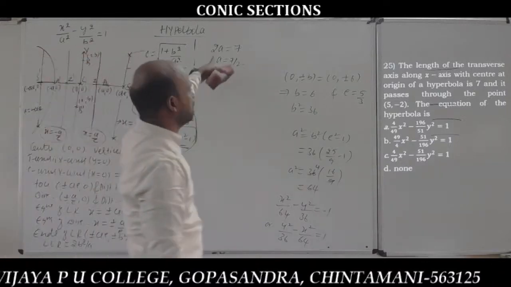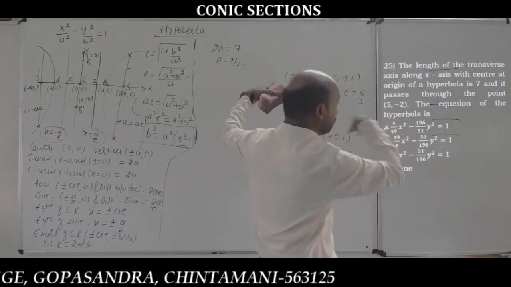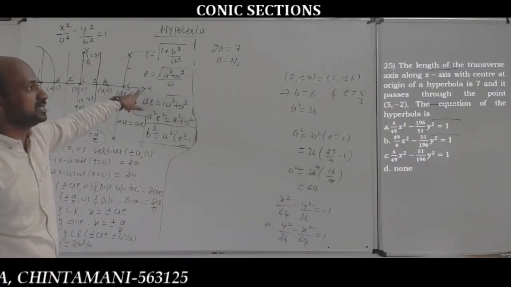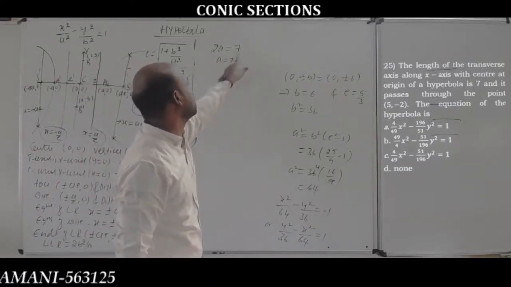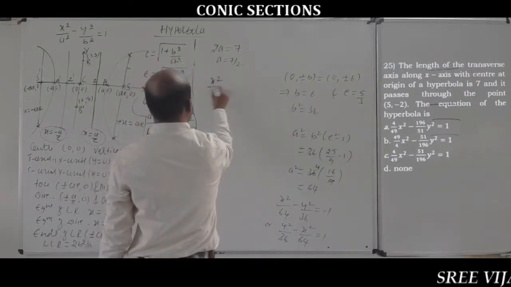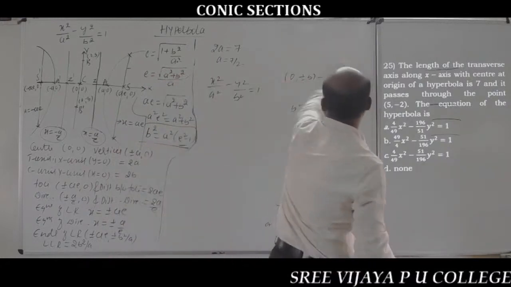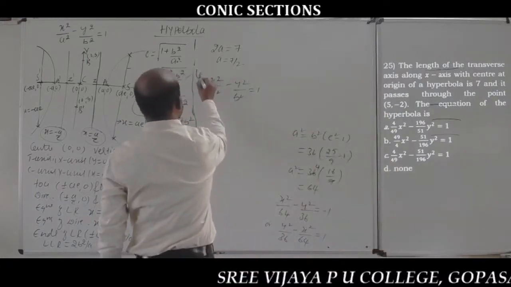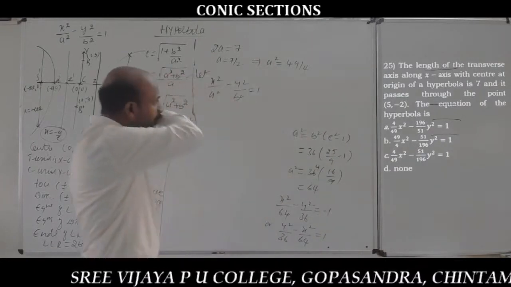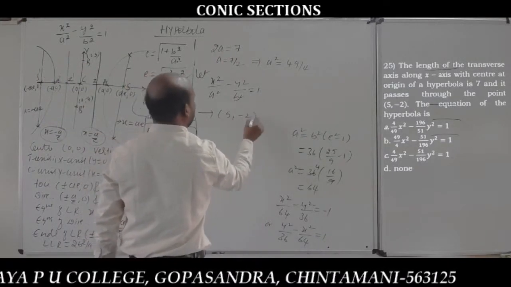Since the axis is along the x axis and the center is at the origin, you should take the standard form. This is the standard form of equation of hyperbola. Transverse axis is the x axis, length is 2a. 2a is 7, a is 7 by 2, and it is passing through the point 5 comma minus 2. Let the equation of hyperbola be x square by a square minus y square by b square is equal to 1. Here a square is 49 by 4.